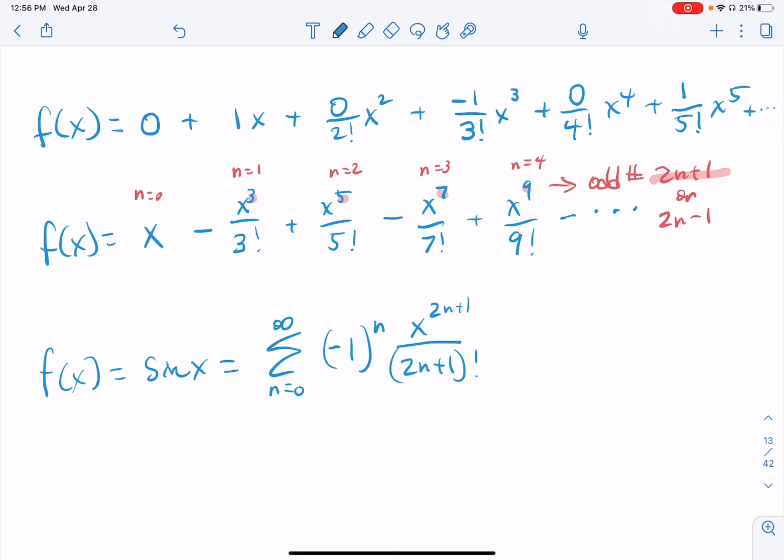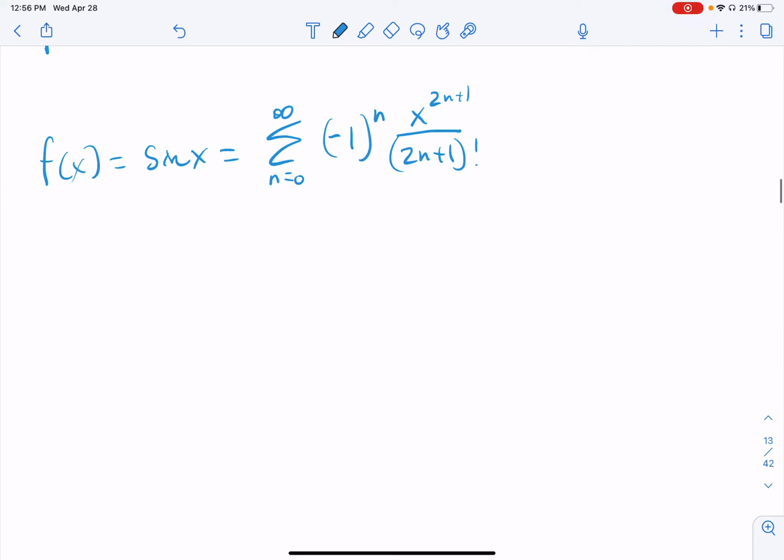Ta-da! We have ourselves a Taylor series, a Maclaurin series, specifically for sine x, and the only thing left to do is the interval of convergence. So we have to perform the ratio test on it. So let's take the limit as n goes to infinity of the absolute value of negative 1 to the n plus 1. Everywhere there's n, I'm going to add a 1 to it.